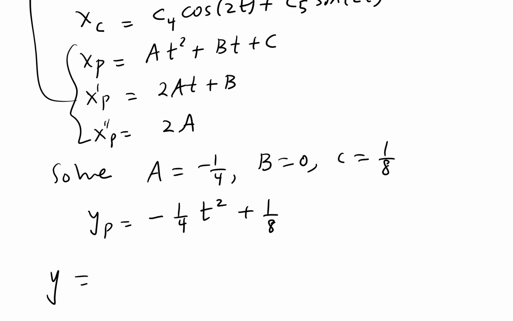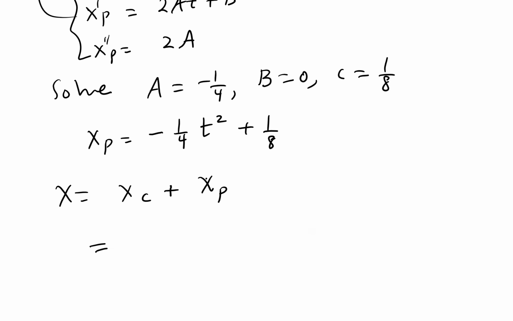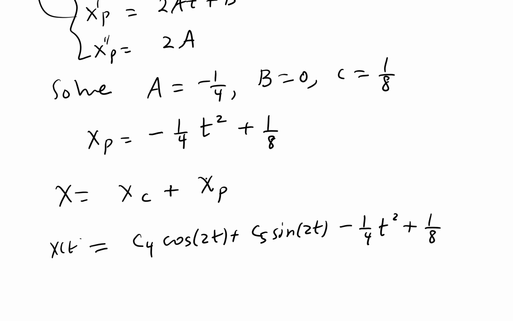So then the x equals x complementary plus x particular. Not y here, x. We're used to writing y all the time. That's why a lot of us would come to the point like, oh, okay, write y all the time. xc plus x particular, and let's see what we get. xc is c4 cosine 2t plus c5 sine 2t, for the particular negative 1/4 t squared plus 1/8. That's x or x of t.